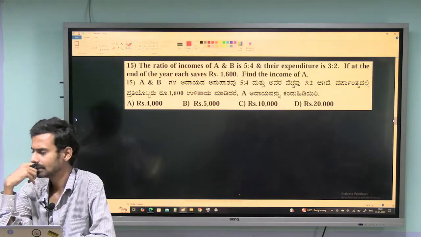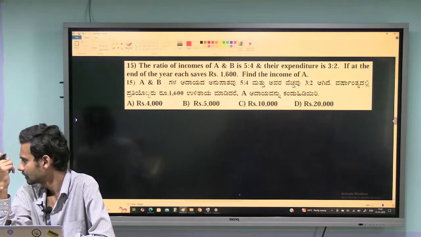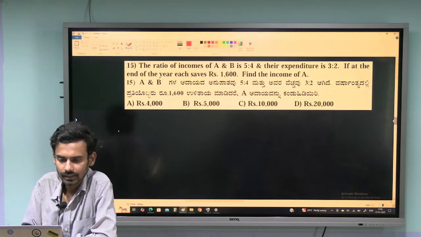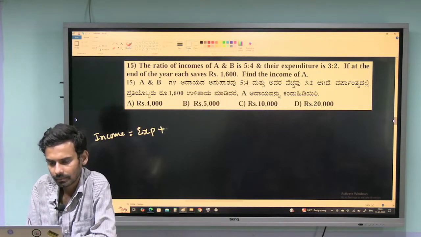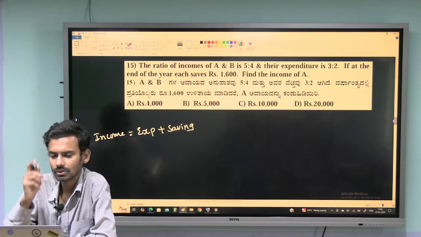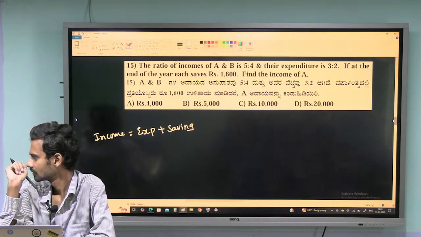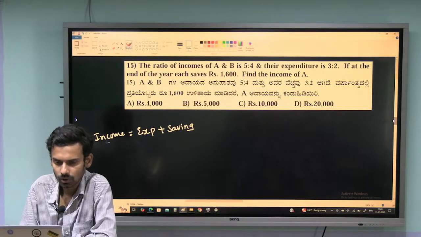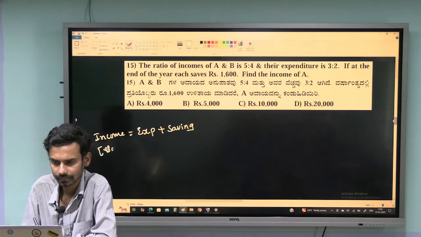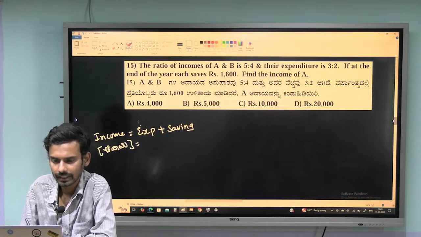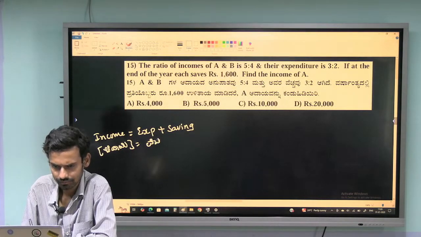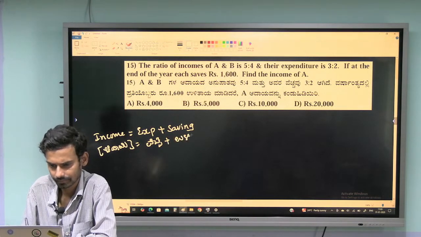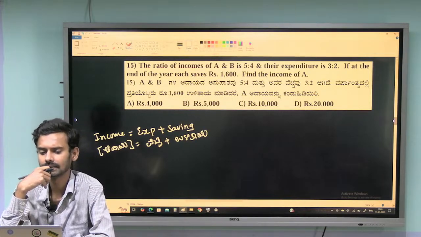Okay, next type is income, expenditure and saving based questions, and here we know that income should be equal to expenditure plus saving. Is it so? Can I write like this? Income means ಆದಾಯ. This should be equal to expenditure, ವೆಚ್ಚ, plus ಉಳಿತಾಯ, saving. Can I write like this?